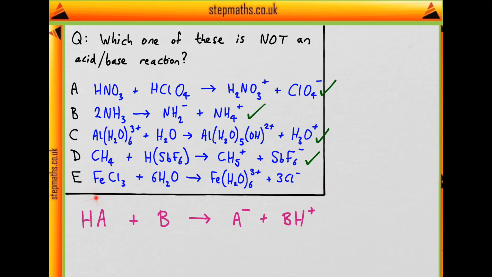Then we have iron trichloride and water, and all that's happening is the ligands are swapping. So we're kicking out these chlorides and sticking waters in their place. So is this an acid-base reaction? Well, no, because we've not actually moved any hydrogen ions around, we've just swapped the ligands from the iron. So this is not an acid-base reaction.